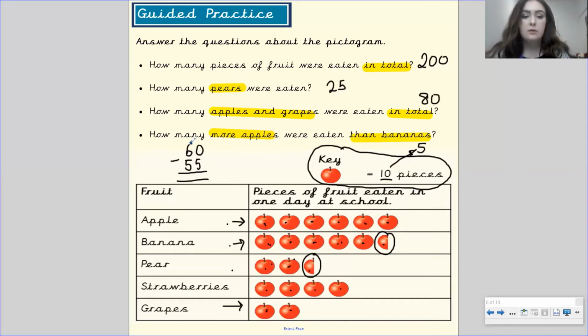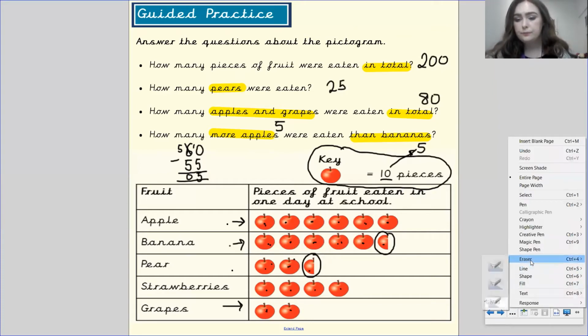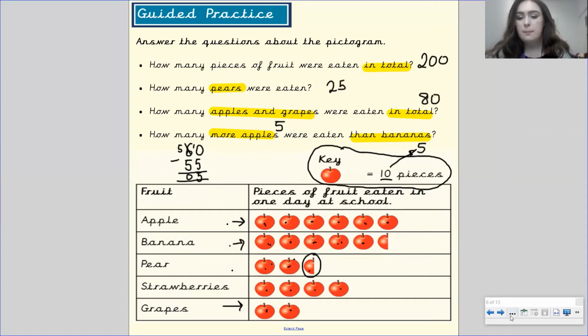So we can't do 0 take away 5 because 0 is smaller than 5. So we're going to borrow from our tens, and that then becomes a 5. That becomes a 10. 10 take away 5 is 5. Then 5 take away 5 is 0. So 5 more apples were eaten than bananas. And you could also use the pictogram to help you by having a look at the amount of pictures. We can see that there is the same amount here, and then when we get to the last one, we are missing 5. So we could just take off 5 from there.